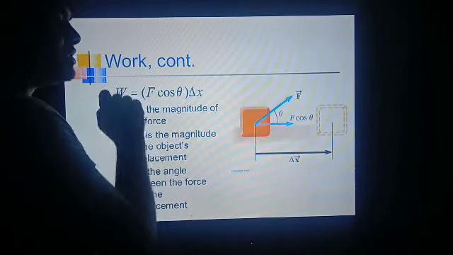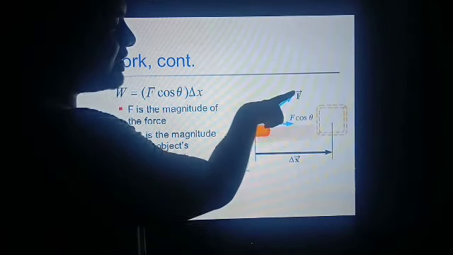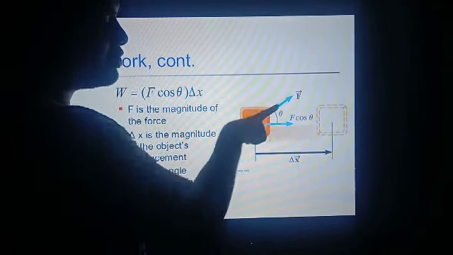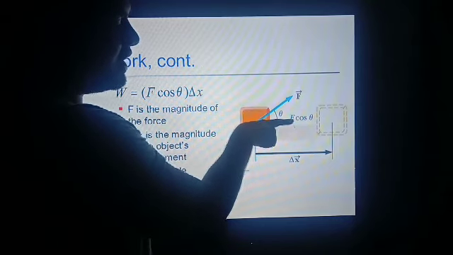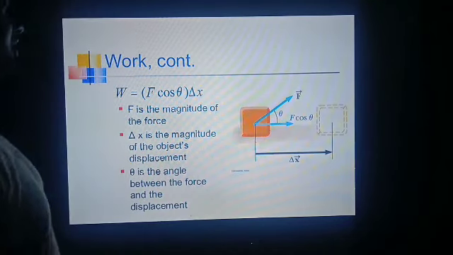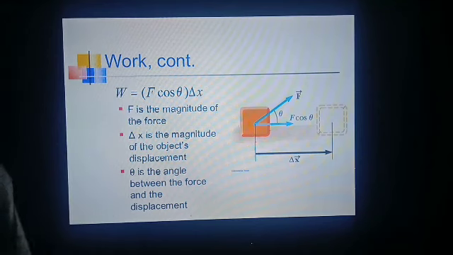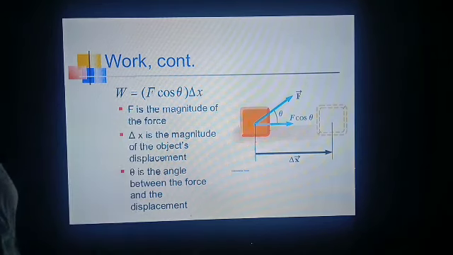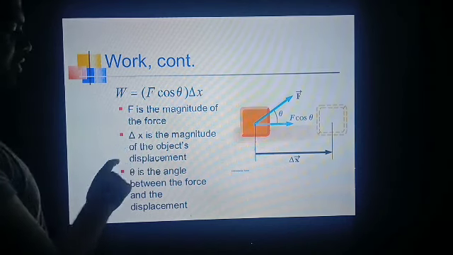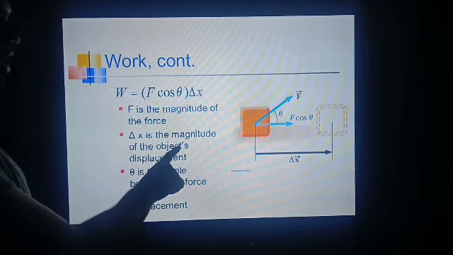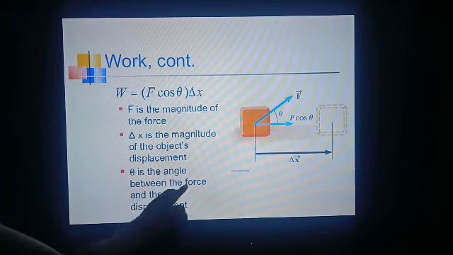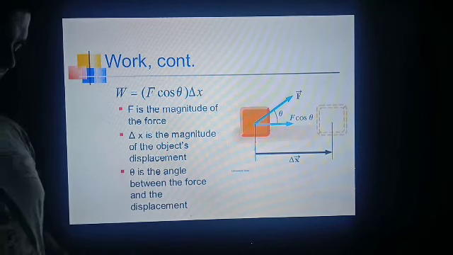Why is this F cos theta there? We have to calculate the component of F in the horizontal direction. So the component of F in the horizontal direction is F cos theta. So the general formula for work is W = F cos theta × delta x, where F is the magnitude of the force, delta x is the magnitude of the object's displacement, and theta is the angle between the force and the displacement.